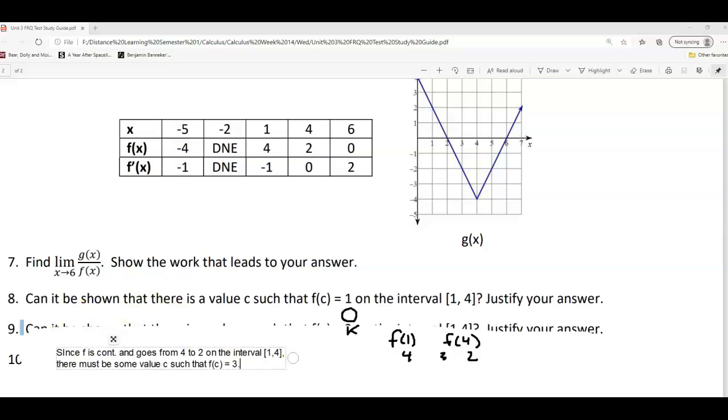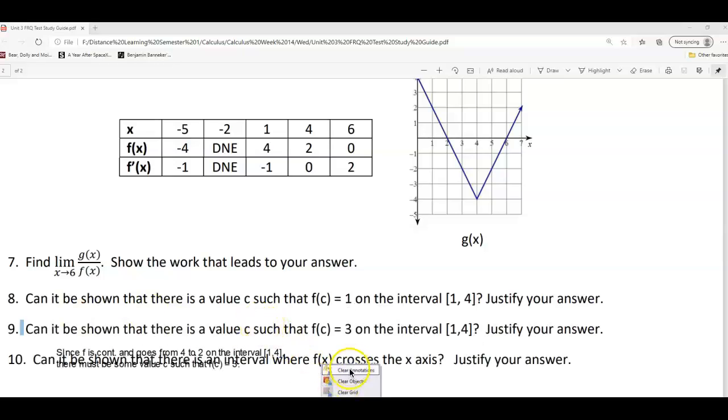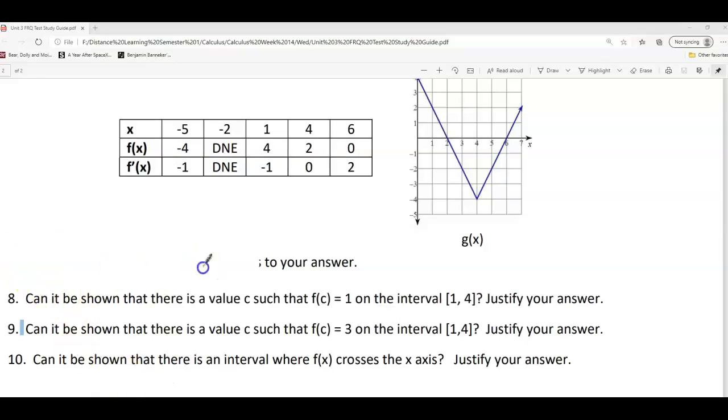All right. There's that. One more question, we'll be all done. All right, number 10. Can it be shown that there is a place where f of x crosses the x-axis? So this is like the last part of question 3 that I did with you guys earlier.